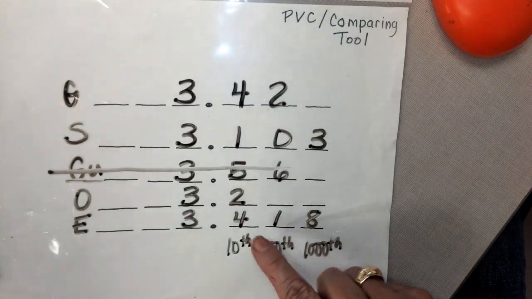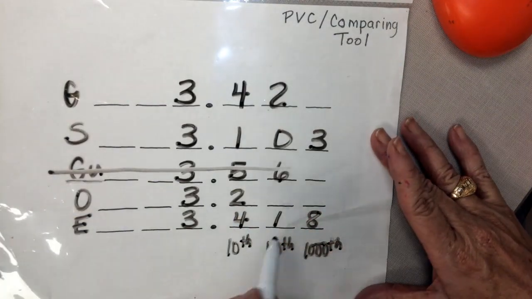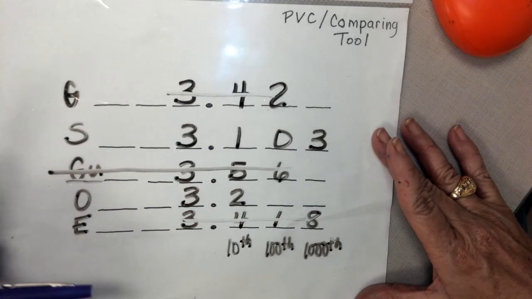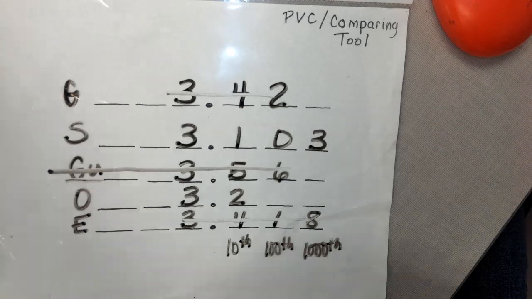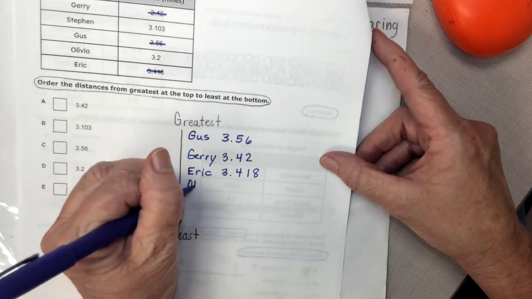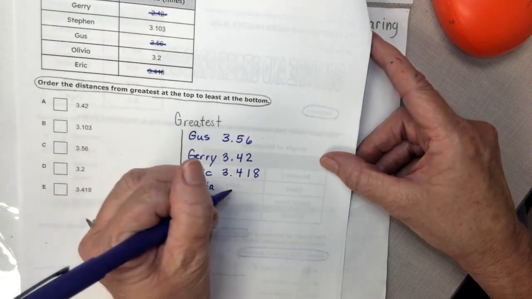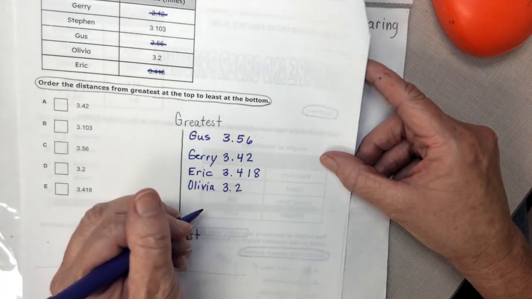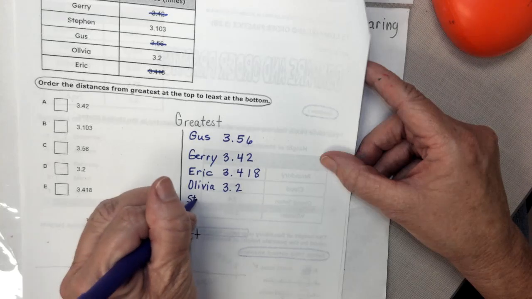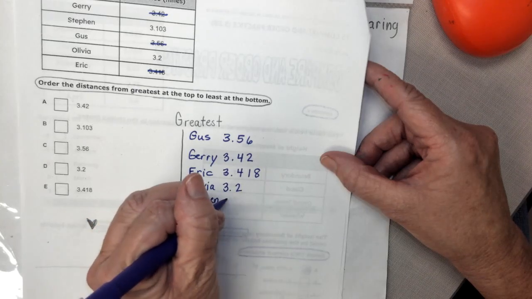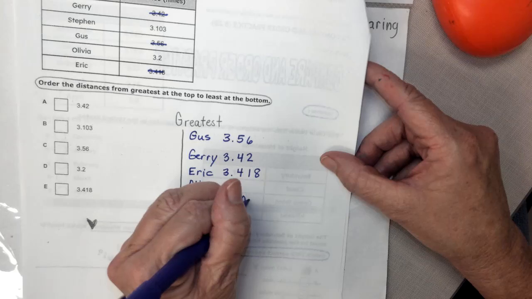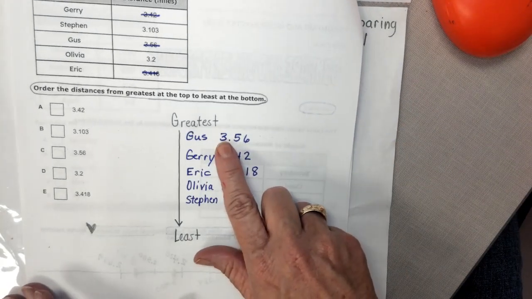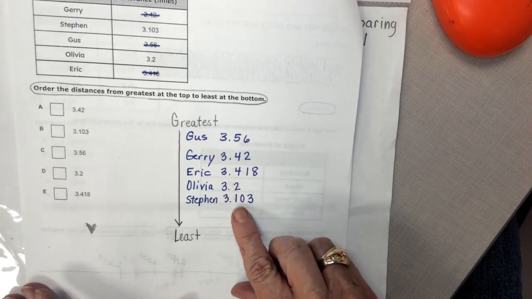That leaves 2 values. We have 2 tenths versus 1 tenth, and definitely 2 tenths is bigger than 1 tenth, so that's going to be Olivia with 3 and 2 tenths, and of course we have Stephen. Okay, and so now we have our values ordered from greatest to least.